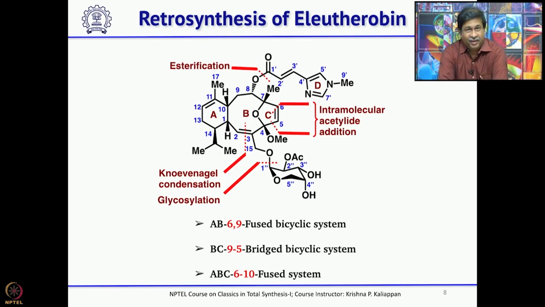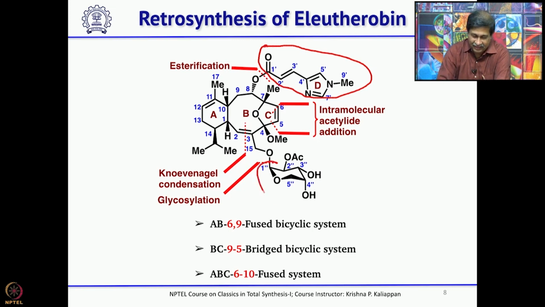So, it is quite complex, and his retrosynthesis started with removal of this side chain first, that can be attached by simple esterification. Likewise, the other side chain, this arabinopyranose, can also be easily attached. So, the first disconnection of eleutherobin was removal of these 2 side chains.